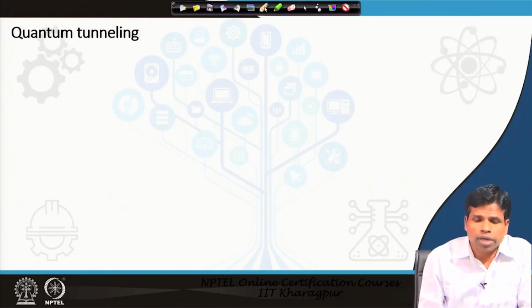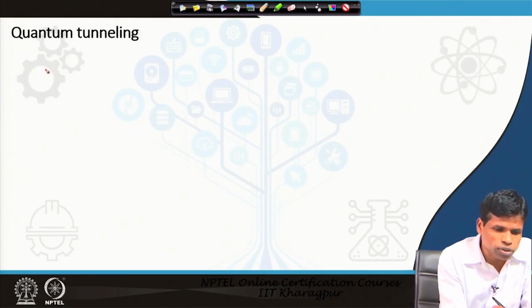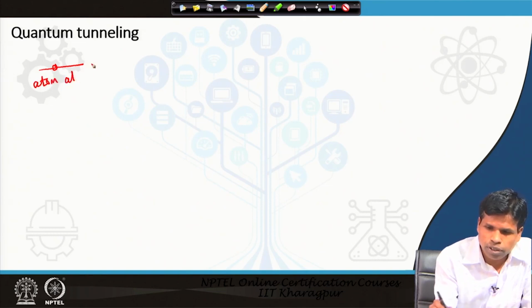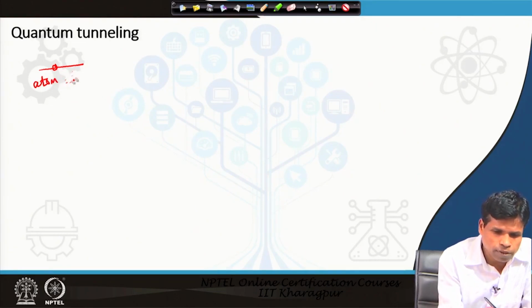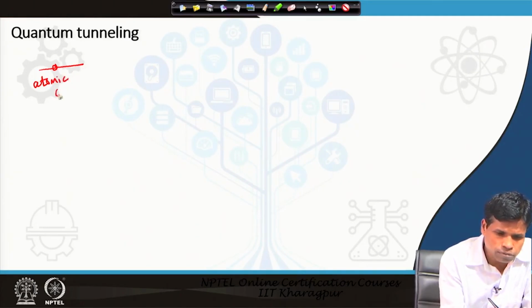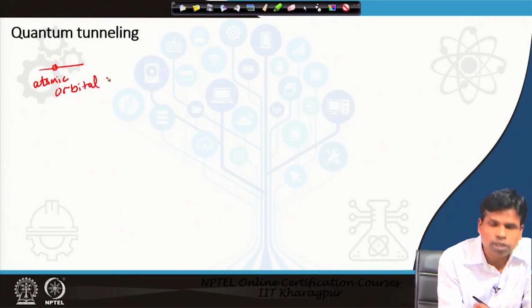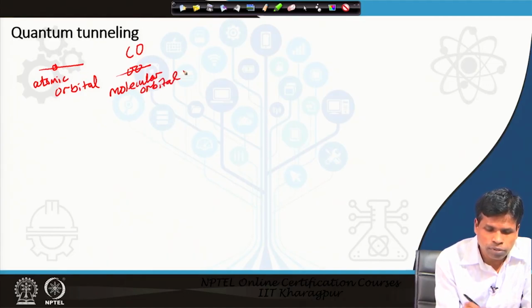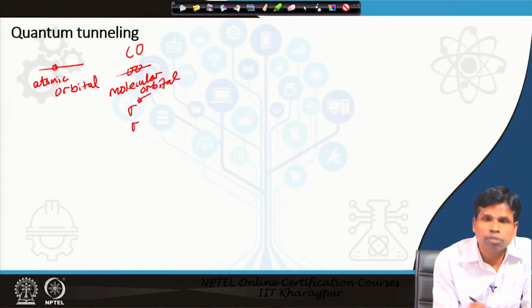which is made up of atoms, and if we talk about atoms, then we say it is atomic orbital. And if we talk about a molecule, then let us say it can be carbon monoxide, with 2 atoms. So, we talk about molecular orbitals, which can be sigma, sigma star type of orbital.